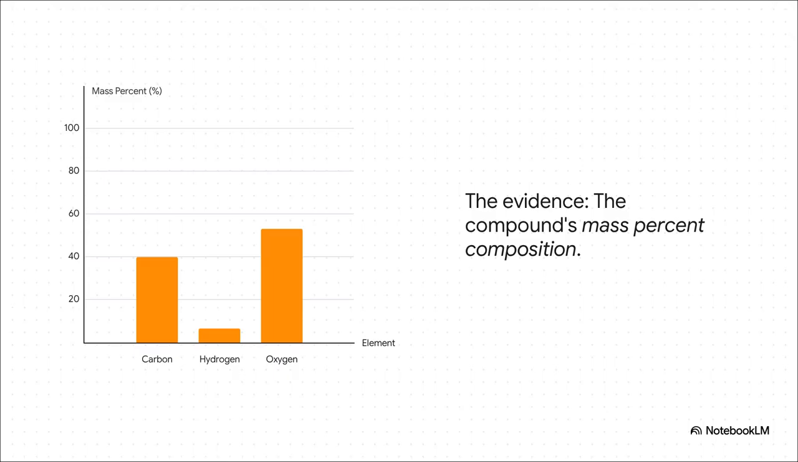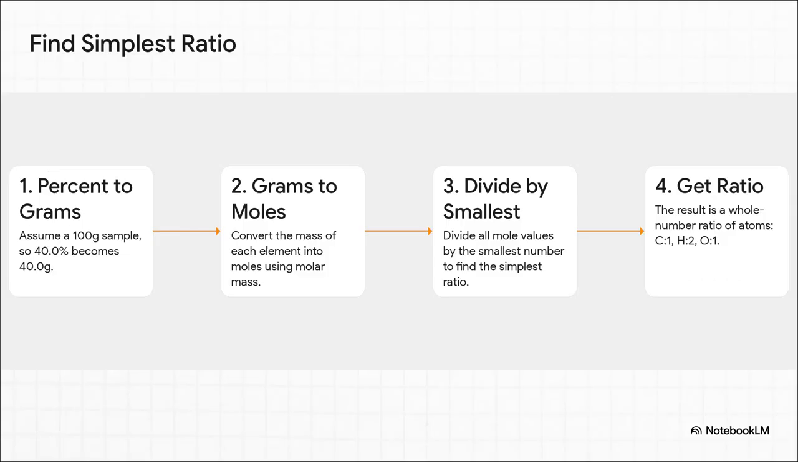So, how in the world do we get from these percentages to an actual chemical formula? This is where our toolkit shines. First, we just pretend we have a 100-gram sample. It's a neat trick that lets us just change the percent signs to grams. Then, just like we did with copper, we use the molar mass for each element to convert those grams into moles. Now, that gives us the ratio of moles, but the numbers are kind of messy.